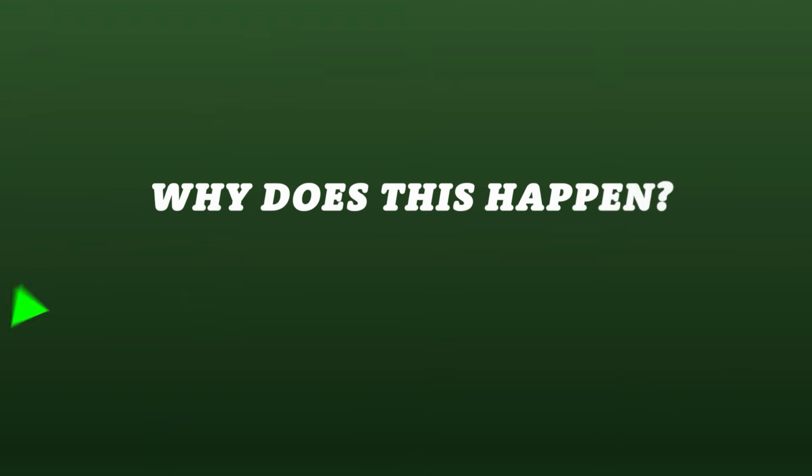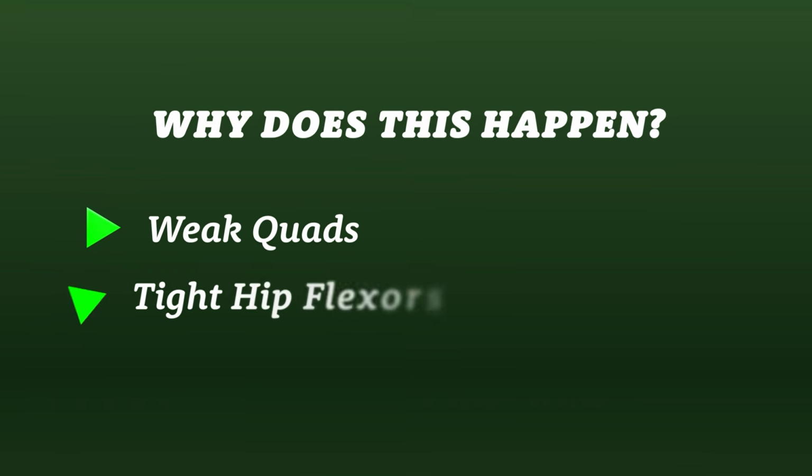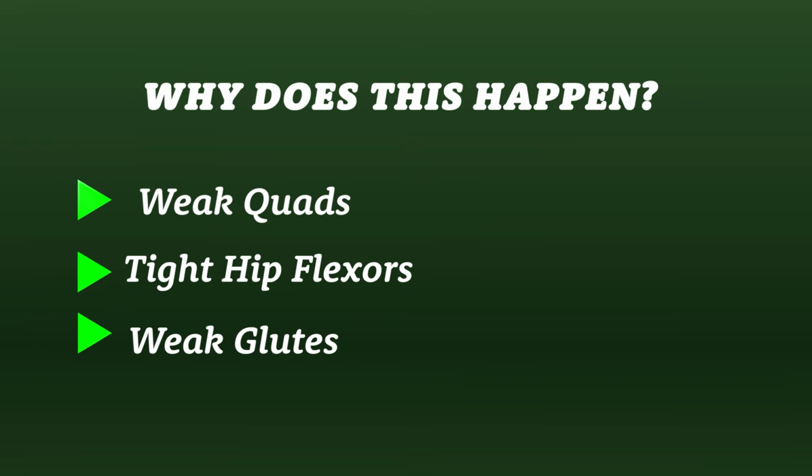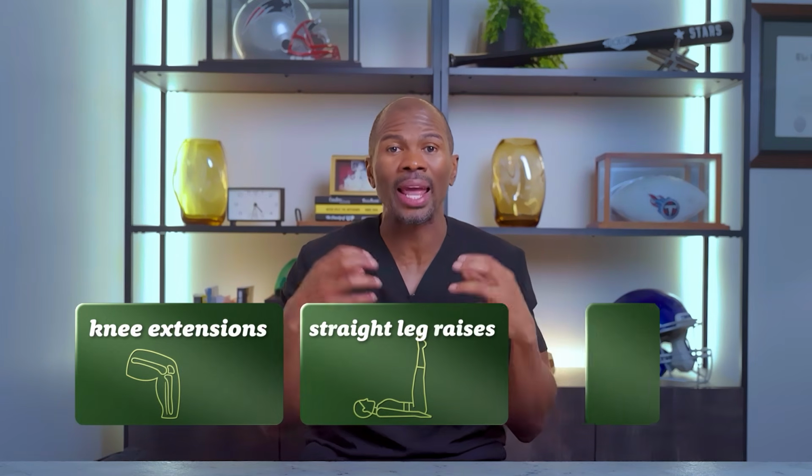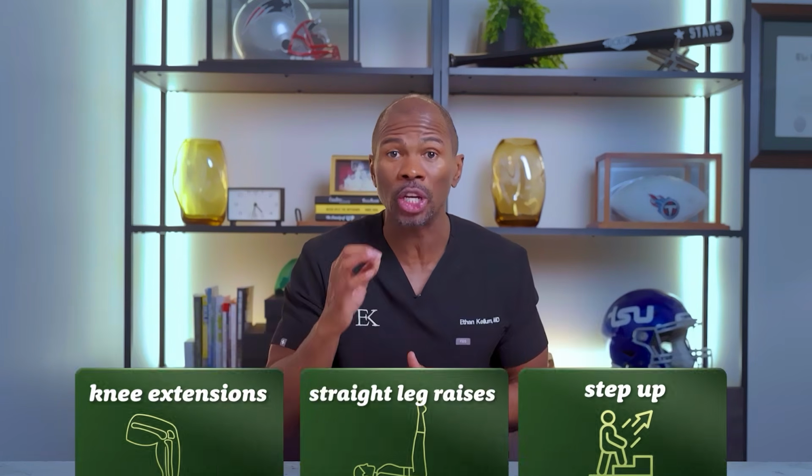So why does this happen? Usually it's weak quads, sometimes it's tight hip flexors, and often it's weak glutes letting your leg collapse inward. What fixes it? Strengthen your quads, especially the VMO, which is the teardrop muscle right above your kneecap. Do terminal knee extensions, straight leg raises, and step ups with controlled movements. Stretch your hip flexors so your knee can extend without pulling.